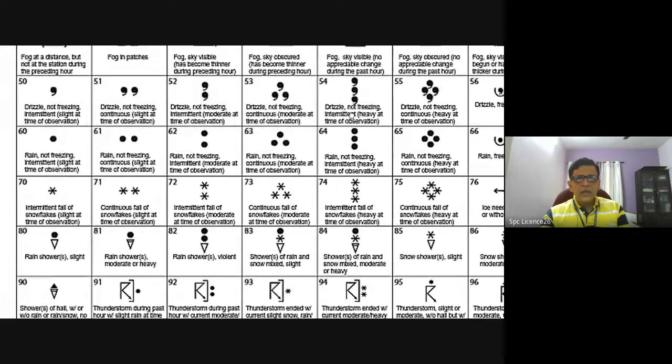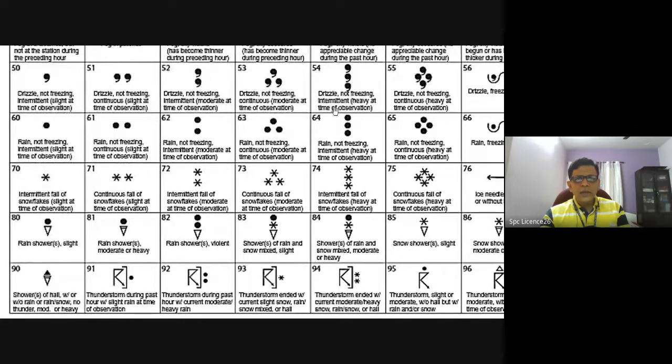When they are above each other, it has now gone heavy at the time of observation. So the increase in the number of symbols is showing one logic we can understand from this: it is showing an increase in the intensity of that particular weather phenomenon. Four commas is going to be heavy at the time of observation. This is much heavier and this is much heavier as such.